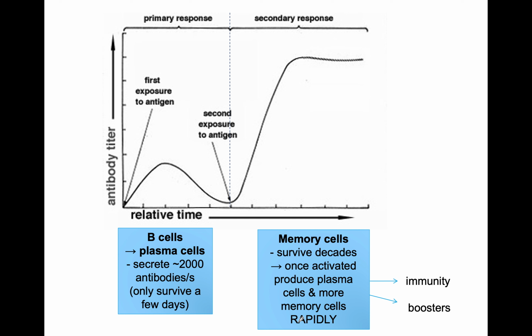Okay, this is what I mean by the primary and secondary response. This is a measure on the y-axis here of the antibody titer. That means the concentration of antibodies in the blood. So, with the first exposure to a new antigen, there will be no antibodies. Over a period of time, those B cells will be located. They start to divide by mitosis. They produce the plasma cells. And once there are those plasma cells there, they're secreting about 2,000 antibodies a second. Okay, but they only survive for quite a short period of time.